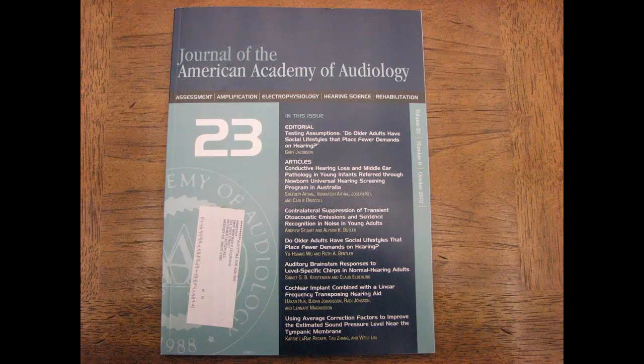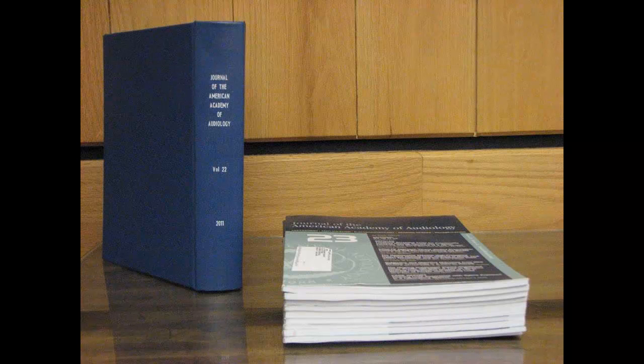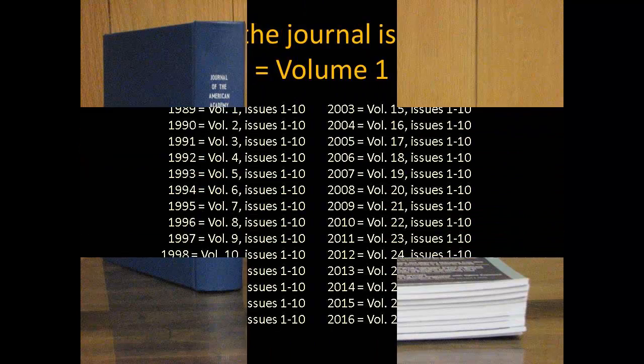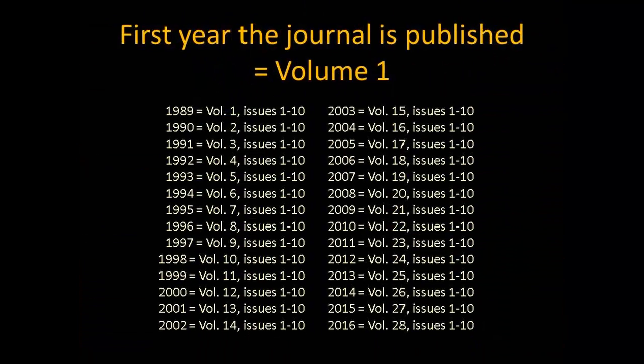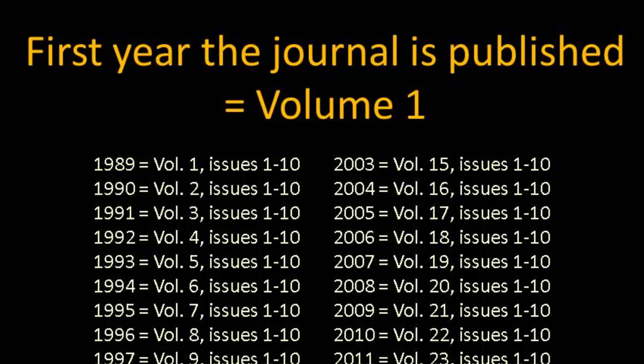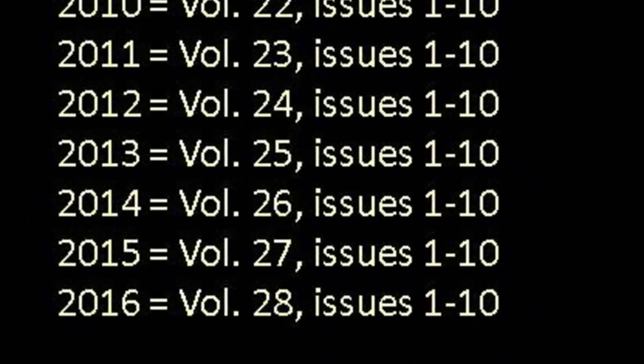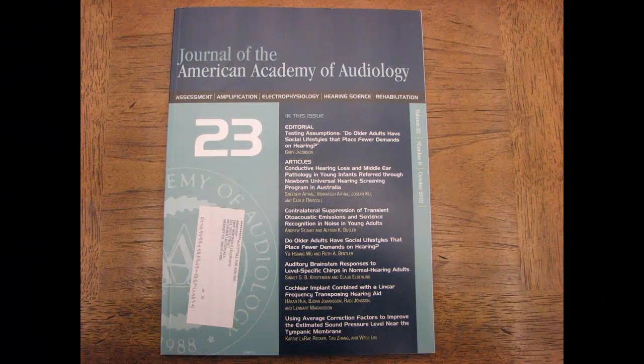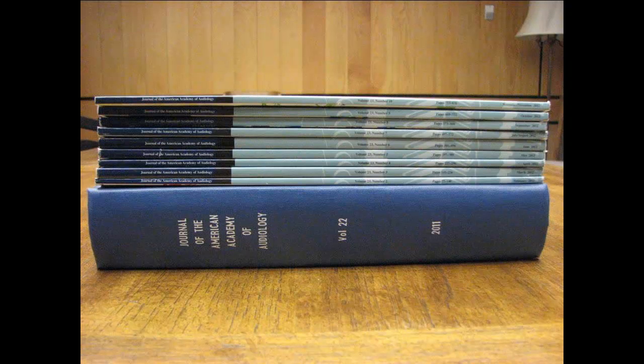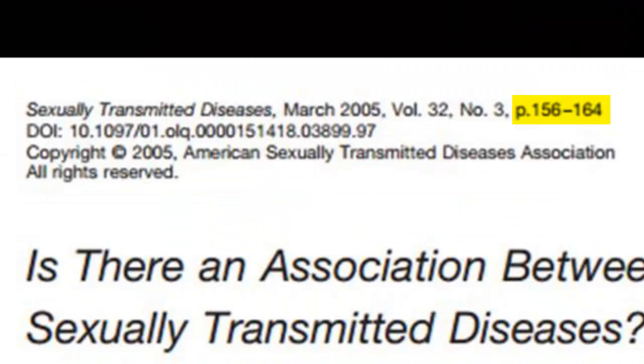Because the 230 issues are kind of hard to handle, they are often put into hardback. This is an entire year's worth of issues. Volumes are generally grouped by year. So, when the journal was started in 1989, all issues published that year were given a journal volume of number 1. 24 years later, the journal volume is number 24. So remember, this is an issue, and all of these issues make up one volume. The P, 156 through 164, simply denotes the page numbers we can find the article on.